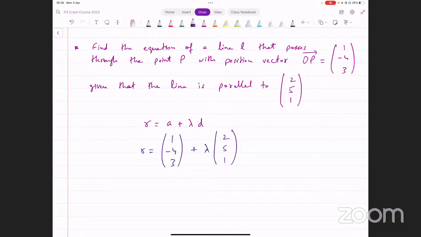Okay. This is what we were looking for. This is the vector equation of a line.